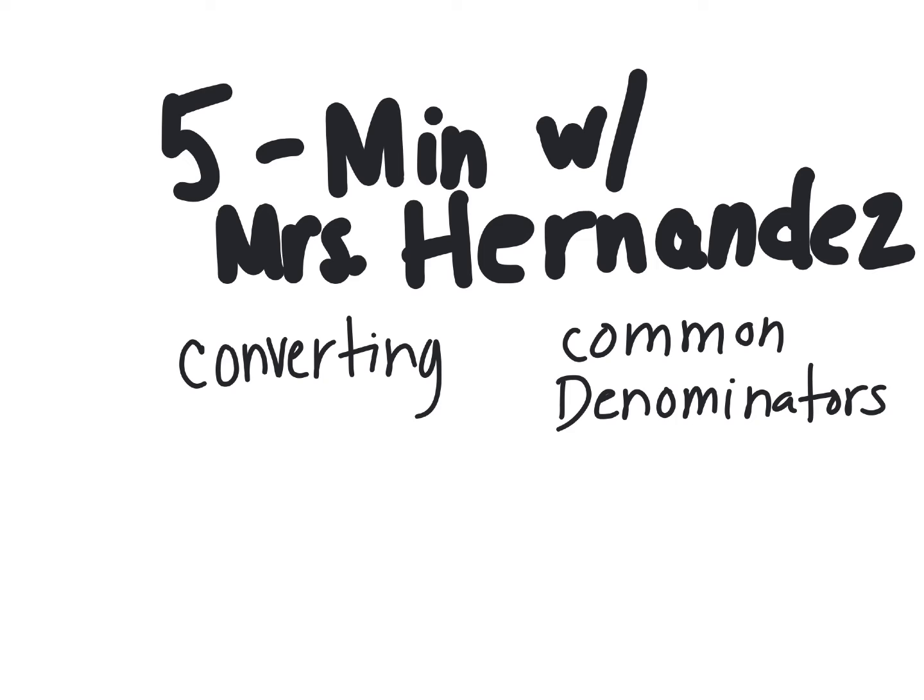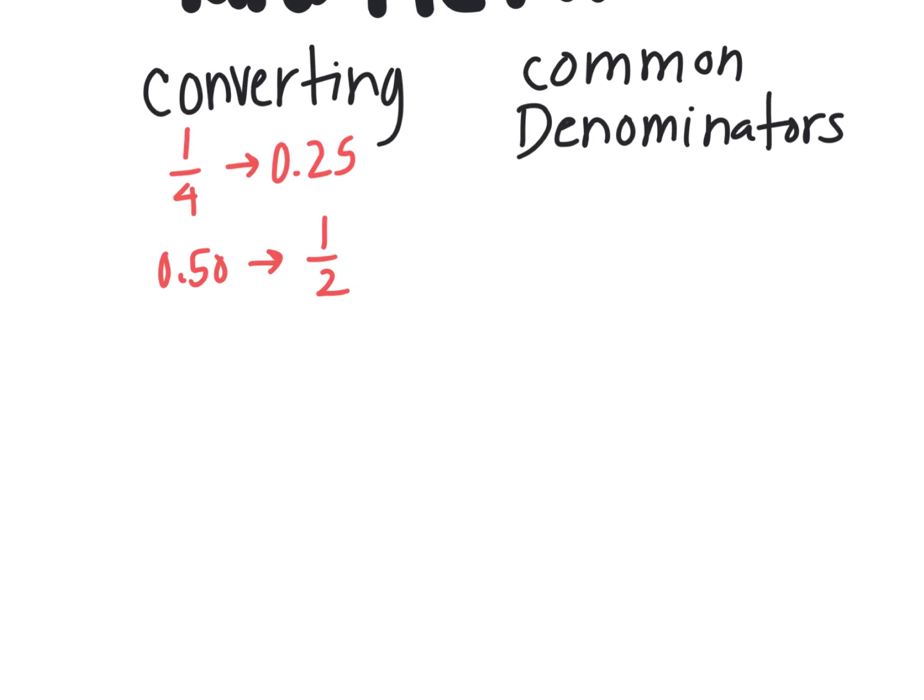Let's talk about converting. There are two types of converting we're going to talk about today. We're going to go from fractions to decimals and from decimals to fractions. Let's jump right in. In order to convert a fraction to a decimal, something such as 1/4, we simply have to divide the bottom into the top. Remember, I've always talked about how fractions are just division problems.